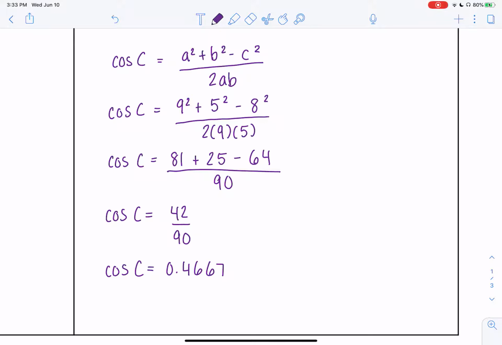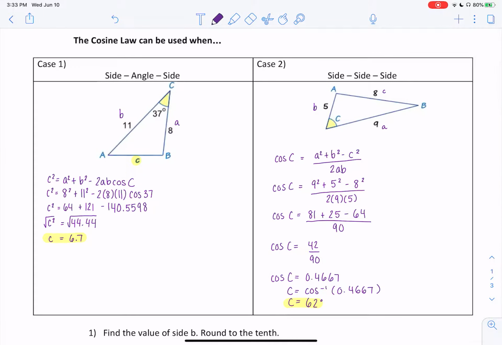So we need to undo that cosine, and how we do that is we use our cosine inverse function on our calculator. So in my calculator, I'm just doing cosine inverse 0.4667, and I will get 62 degrees. There we go. So those are the two ways that we use cosine law. So we're going to do a few together just for extra practice.